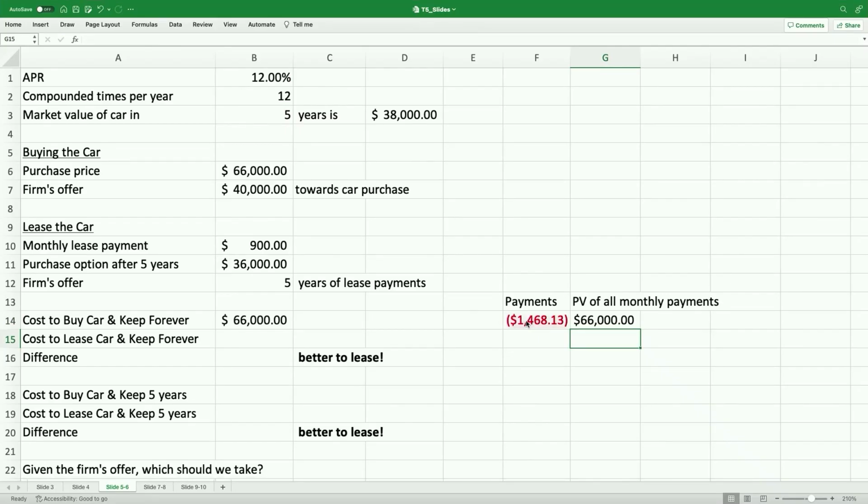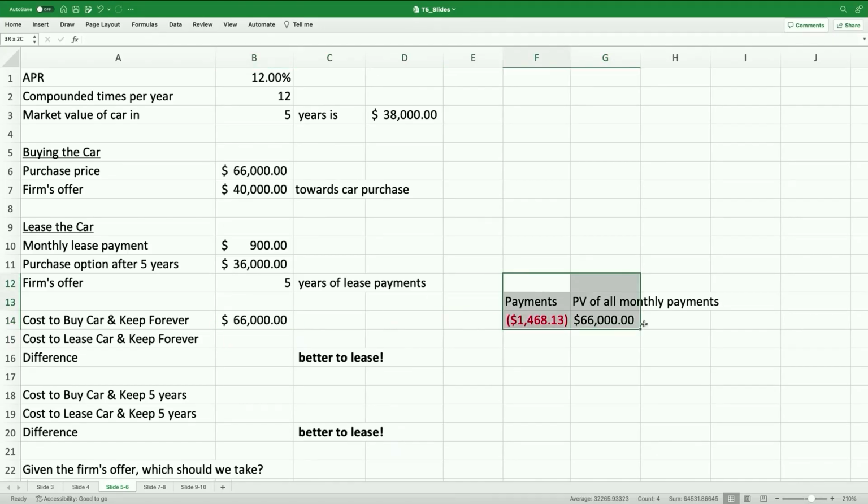Okay? So regardless of whether we have the money today or we need to finance our purchase, aka we need to borrow to make our purchase, the PV is the same. The cost to buy the car is $66,000 in both cases. All right, so the cost to buy the car and keep it forever is $66,000.